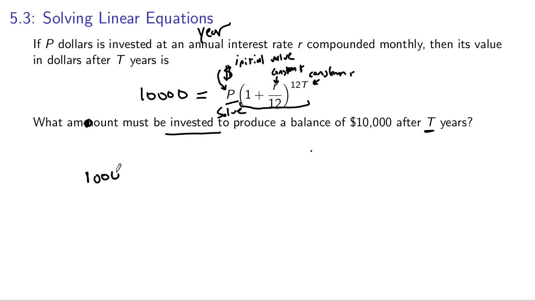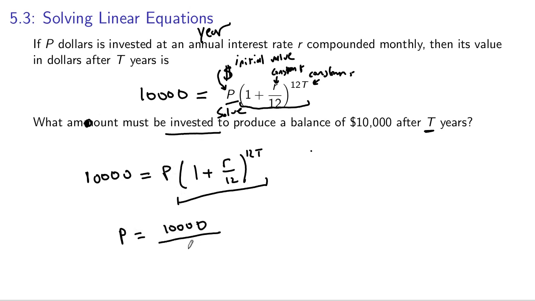Okay, so we write the equation, 10,000 is P times 1 plus R over 12 to the 12T power. But R and T are just constants. All we need to do is find P. So we just need to divide by this number. So P is 10,000 over 1 plus R over 12. Oh, no. Be careful here. We don't group the 10,000 with the exponent. It was not part of that number. To the 12T power. Okay, and that has to all happen first. So we put it all under the bar.